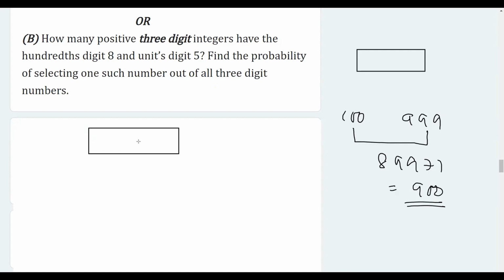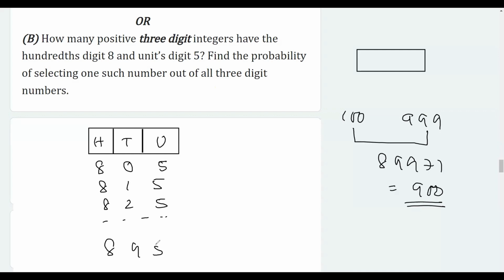But then if you look into this, for example, if I make slots here, this being the place for the hundreds, the tens, and this is for the unit digit, or we can say ones digit. Now you see that the hundreds digit must be 8, so it is 8. And the unit digit has to be 5. So it can be 805, likewise 815, 825, and we count on like that till we get 895. So from 0 to 9, that is 10 such numbers will be there. You can even count it.